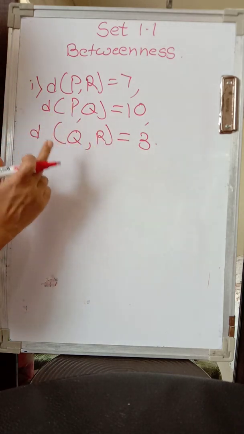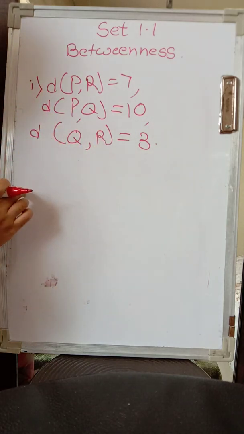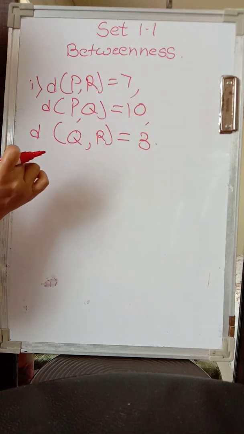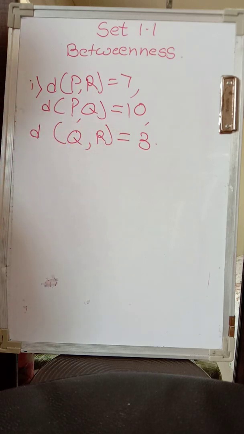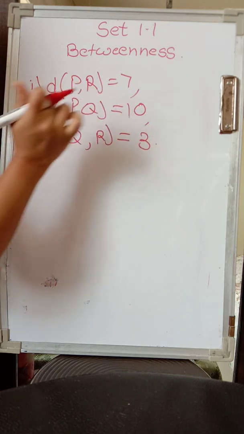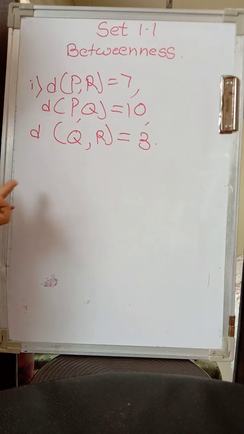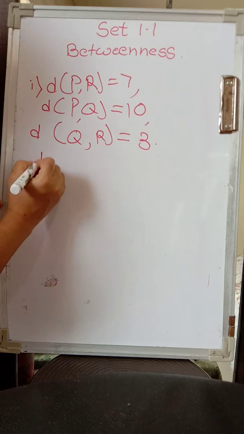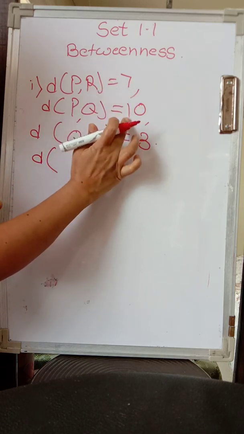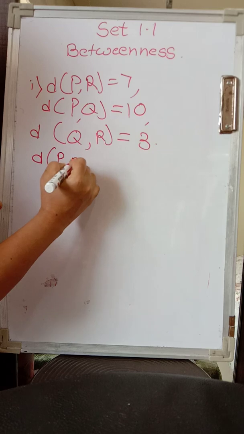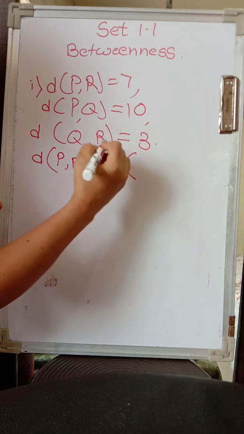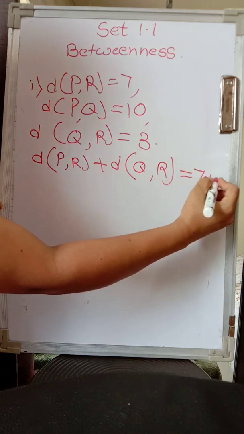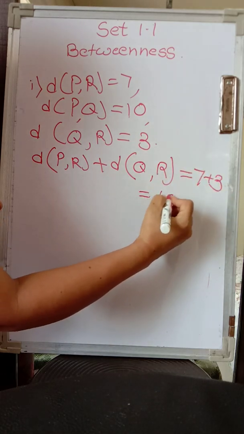Now this is possible only if the 3 points are in a straight line. And therefore if this addition matches with the third number, then you can say that the points are collinear. If 2 are not adding up to give the third number, then the points are not collinear, or they are non-collinear. But how to represent? You always write. Now you know that these 2 will add up to this. So you write distance PR plus distance QR is equal to 7 plus 3, which is equal to 10.